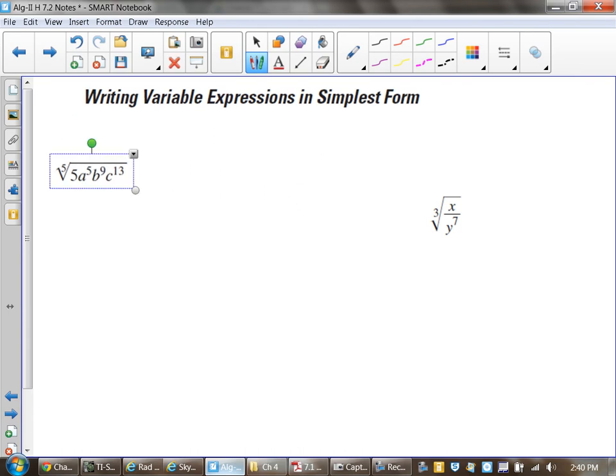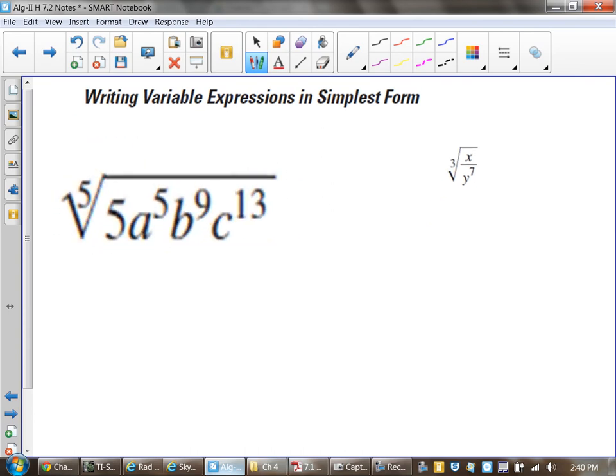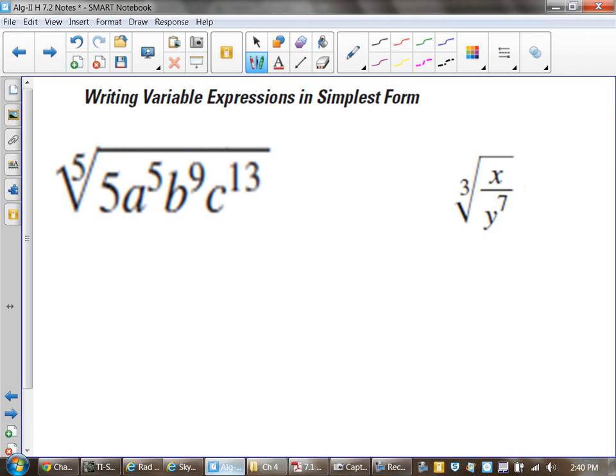And then lastly, last one here. Use the nice little shortcut of that fifth power. We've got the fifth root of 5, a to the 5th, b to the 9th, c to the 13th. And if I use my nice little shortcut of writing that out, is 5 a perfect fifth? No, so it has to stay inside the radical.